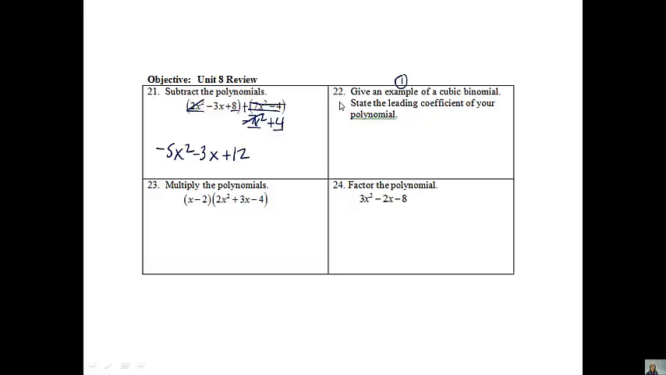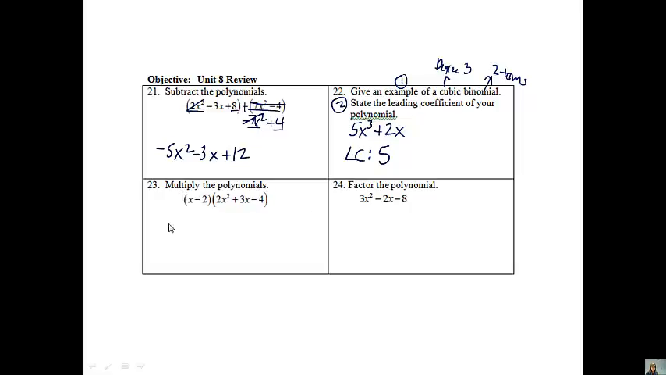All right, number 22, give an example of a cubic binomial, state the leading coefficient. So there's two things we need to do. Give the example, and then state the leading coefficient. Okay, a cubic binomial, the degree is 3, so the highest power is 3, and a binomial means there are two terms. So this would just be an example. I could do 5x to the third plus 2x. There are two terms and the highest power is 3. Okay, it says to state the leading coefficient. The leading coefficient is just the number that leads the problem, which is 5.